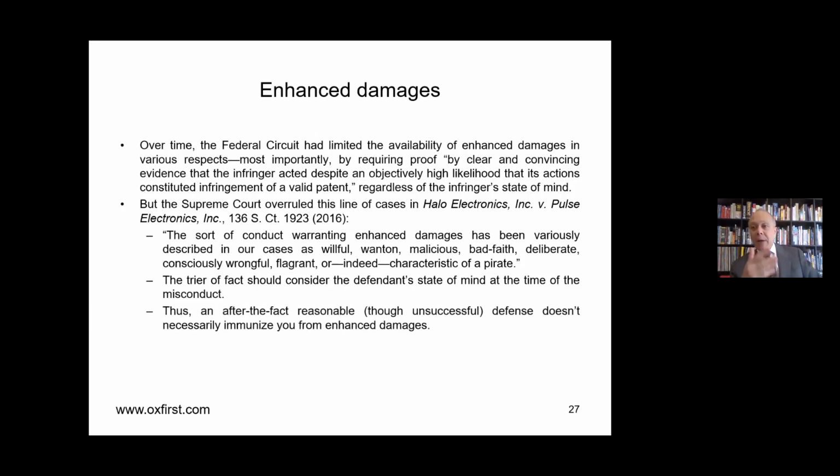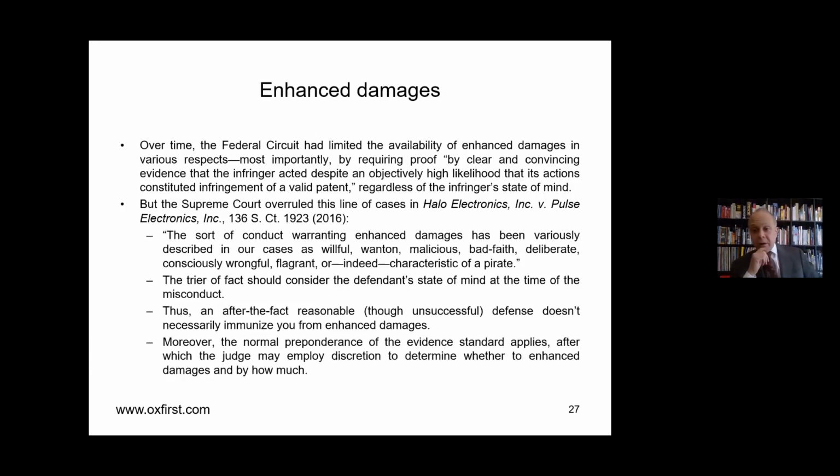And so on the basis of this analysis, an after-the-fact reasonable, though unsuccessful, defense doesn't necessarily immunize you from enhanced damages, as it would have under the Federal Circuit's preceding case law.